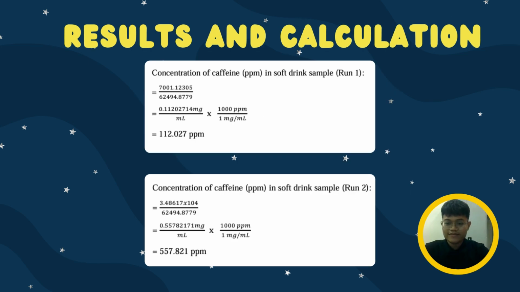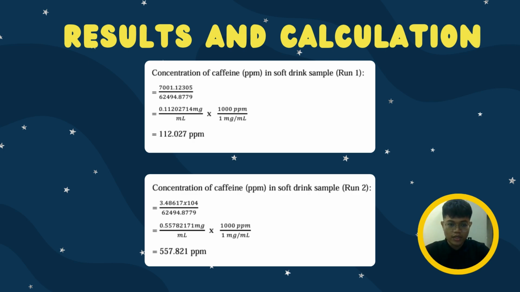After we obtain the RF value, we can now proceed with the calculation of concentration of caffeine. In order to do that, we need to use the second formula as I mentioned before, which is the concentration of caffeine equals peak area of caffeine in sample divided by RF. So, we need to take the value from the peak area of caffeine for soft drink sample 1 and then divide it by the RF value. And the outcome that we have is 112.027.